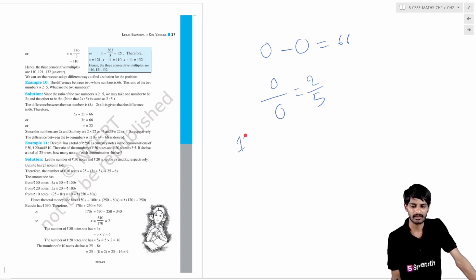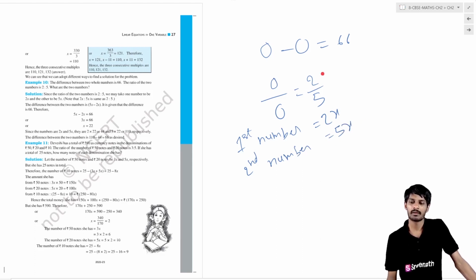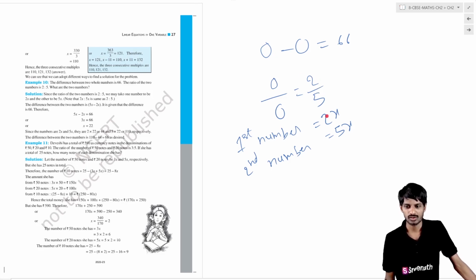So the first number may be 2x. What is the second number? The second number may be 5x. Why are we writing 2x and 5x? Basically here they have given the ratio of the first and second number as 2:5. And one thing about fractions is you can multiply both numbers with the same number. Its value will not change. So for that reason we have multiplied it with some x. So the first number is 2x. Let us assume the second number is 5x, like that.